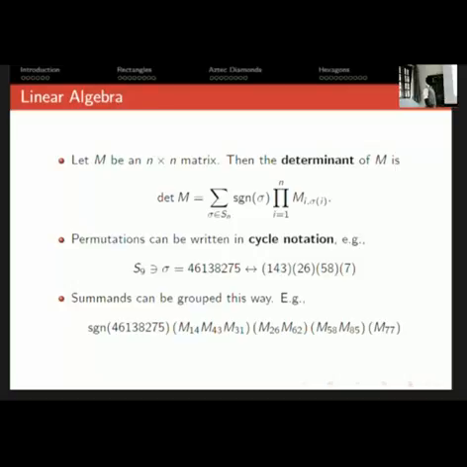So in particular, I can group these summands in this way. For example, for this particular permutation that I have, for n equals 9, I have this sign, and I have M14, M43, M31, M26, M62, etc. So I can group it this way, right? I'm grouping them according to the cycle structure.